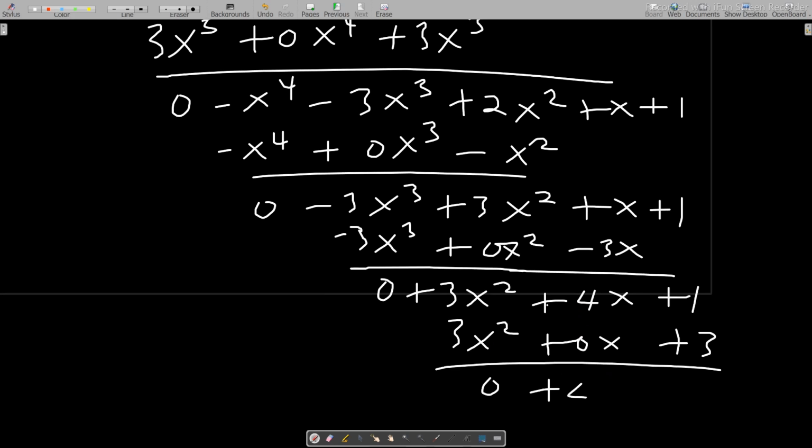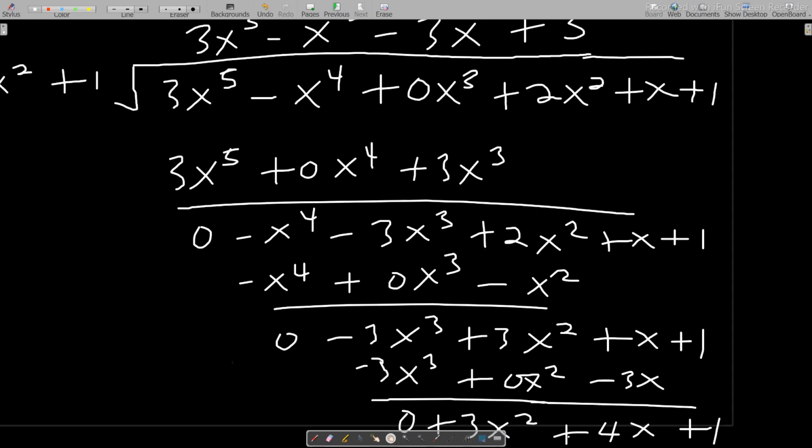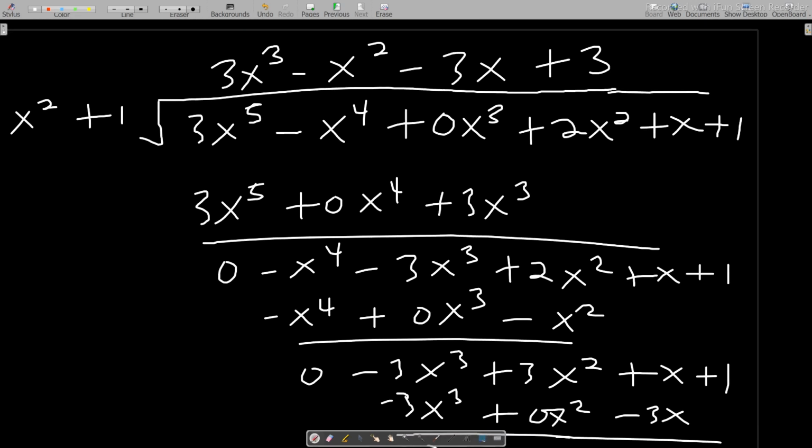You get 0, plus 4s, plus... or is it plus? No, minus 2, right? So minus 2, that will be the remainder. I think this will be the remainder. So the quotient is there. We've gotten our quotient. This is all that we need. The quotient here is a small q of s, and this is our curvilinear asymptote.